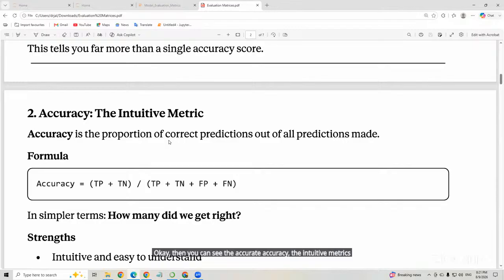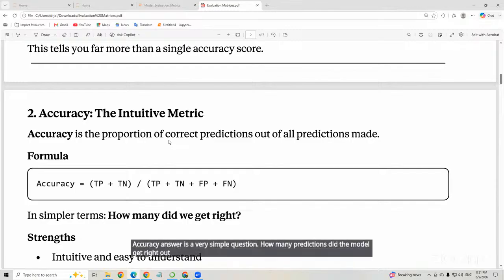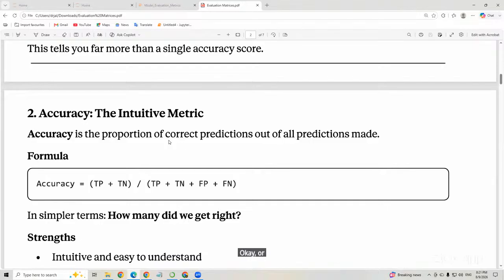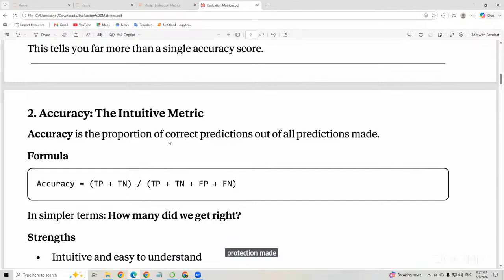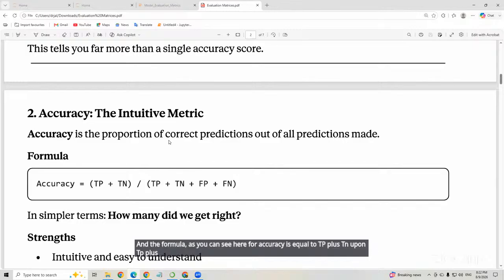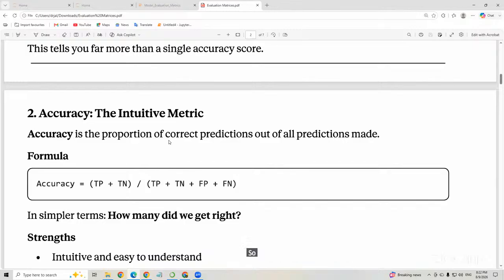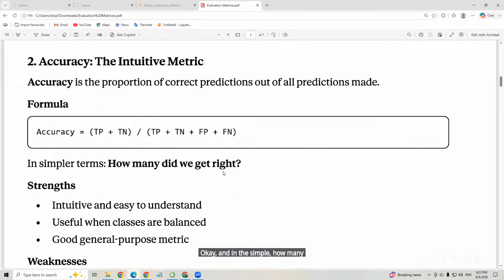Then you can see accuracy, the intuitive metric. Accuracy answers a very simple question: how many predictions did the model get right out of all the predictions? Or simply we can say accuracy is the proportion of correct predictions out of all predictions made. And the formula for accuracy is TP plus TN upon TP plus TN plus FP plus FN. So this is the required formula. Simply, how many did we get right?